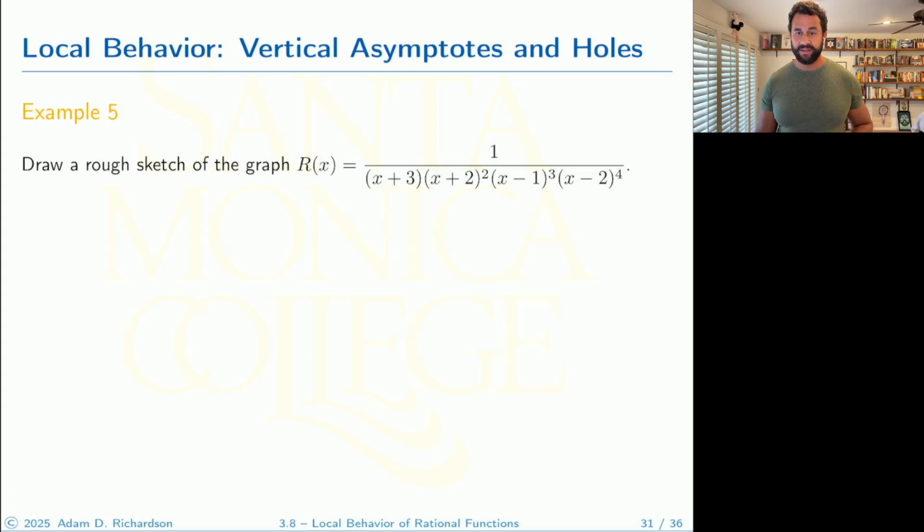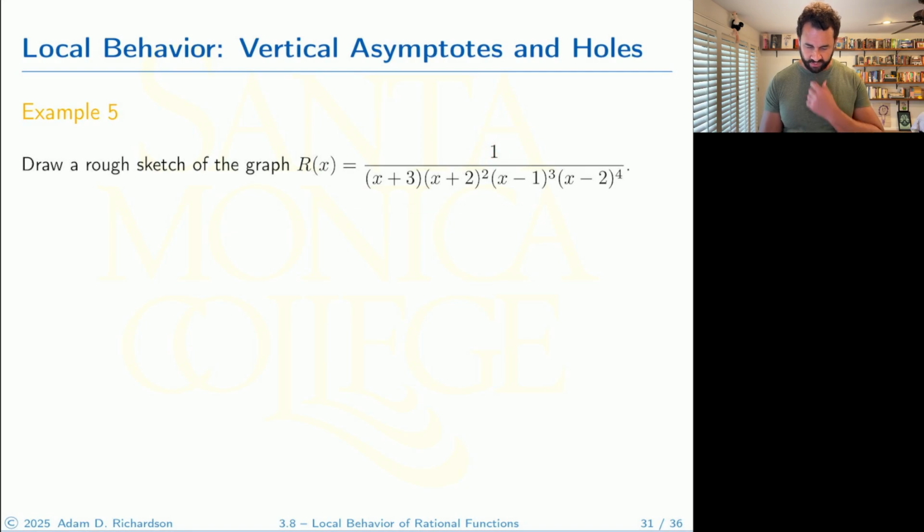Pretty straightforward. So let's try this. We're going to draw a rough sketch of this rational function. This one's actually not too bad. One thing I noticed right away, the numerator is super simple. It's just 1, right? But the denominator is fully factored, so that saves us a lot of work. So we're going to have asymptotes at all these points. There are no common factors in the numerator and the denominator.